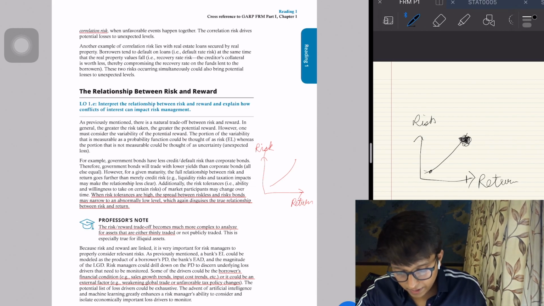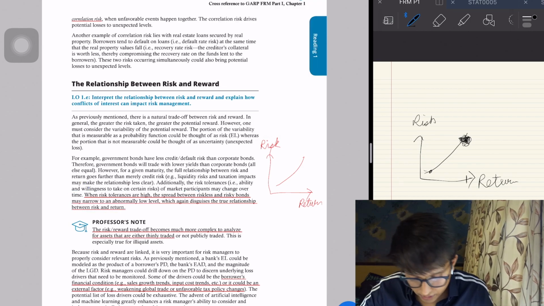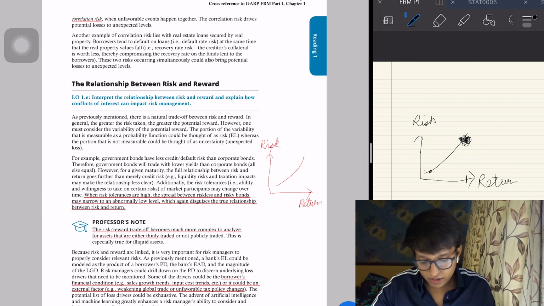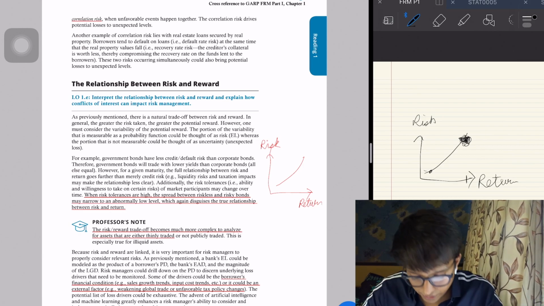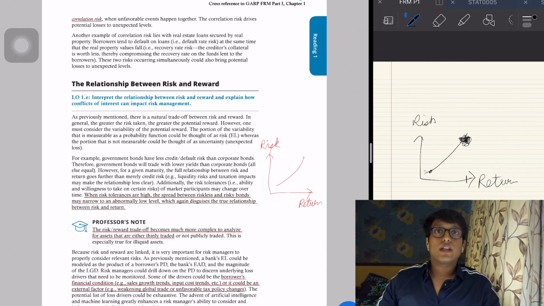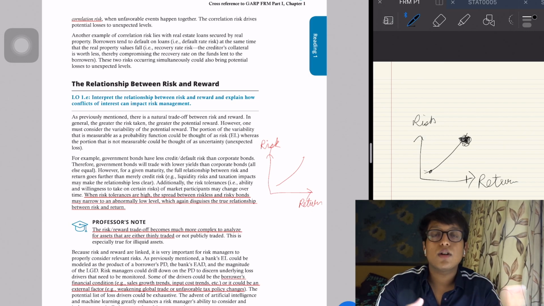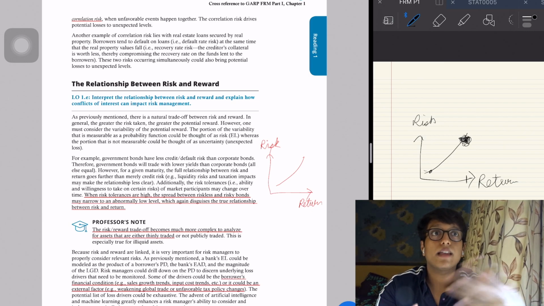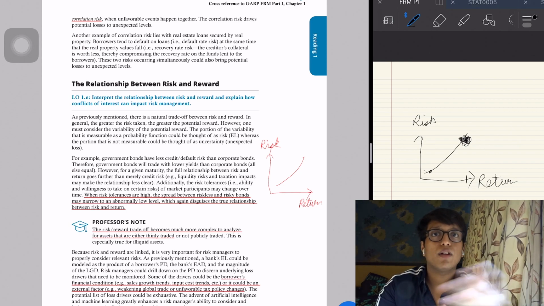Let's move to this line, which I've underlined over here. When risk tolerances are high, the spread between riskless and risky bonds may narrow to an abnormal level, which again disguises the true relationship between risk and return. What this means is that risk tolerance... who would have this risk tolerance? It will be you as a person or a bank. So, if a bank has a high risk tolerance, what does tolerance mean? That it can tolerate a very high level of risk, let's say.